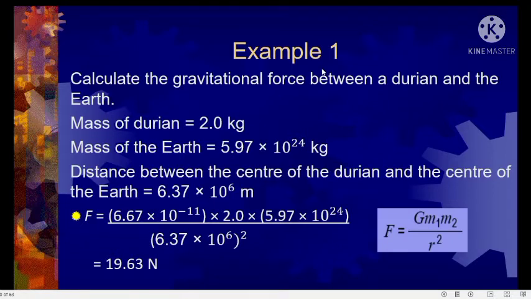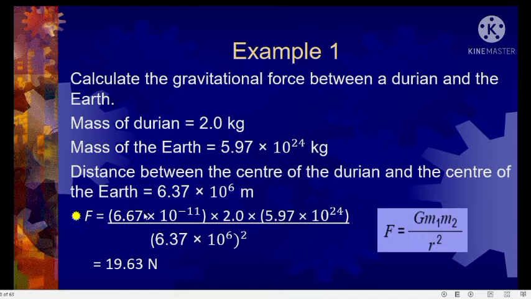Let's look at example 1, how to use the formula of Newton's law of gravitation. Calculate the gravitational force between a durian and the Earth. Let's say there's a durian falling to the ground, meaning towards the Earth. The mass of the durian is 2 kg. The mass of the Earth equals 5.97 times 10 to the power 24 kg. The distance between the center of the durian and the center of the Earth equals 6.37 times 10 to the power 6 meter. So what is the gravitational force between the durian and the Earth?